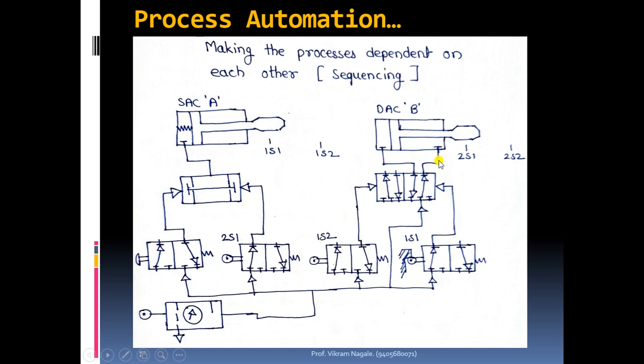Okay, now if the stroke length for both cylinders is the same, then in that case, as soon as this is leaving the position 2s1, this cylinder will start its backward journey. Means after extension of this cylinder B, cylinder A will retract completely.